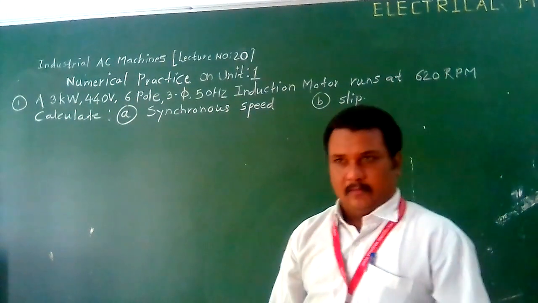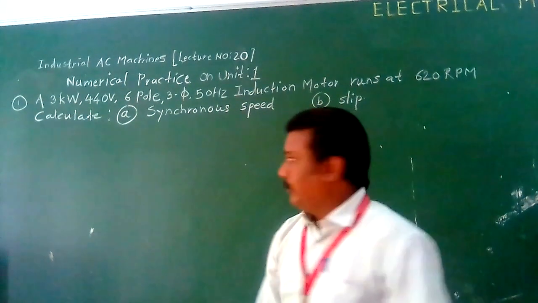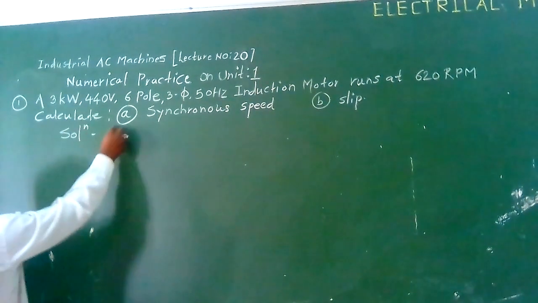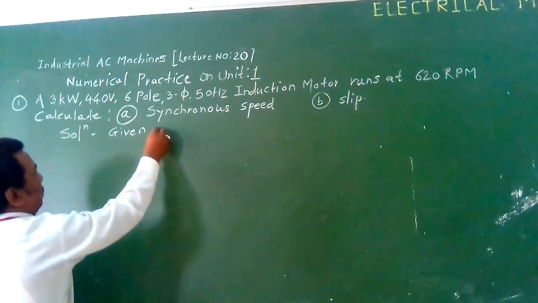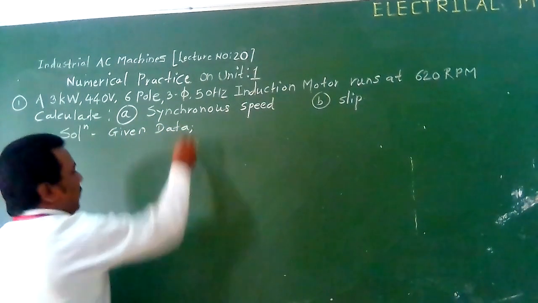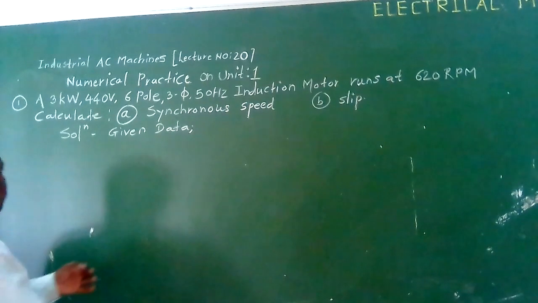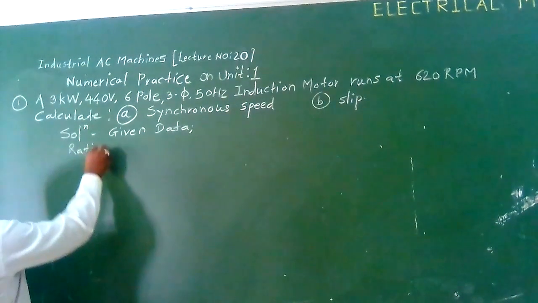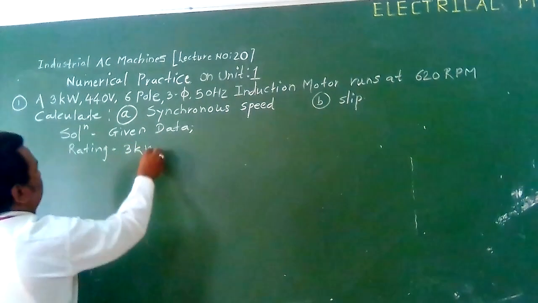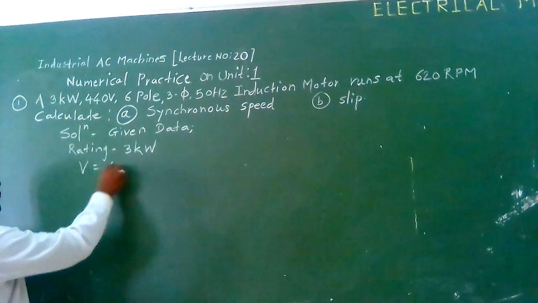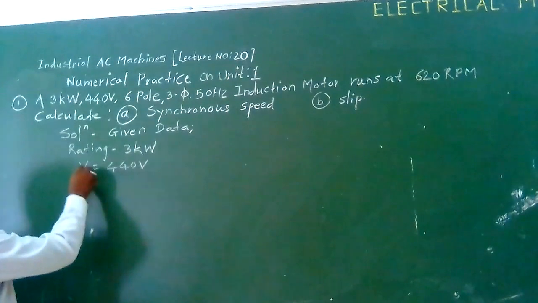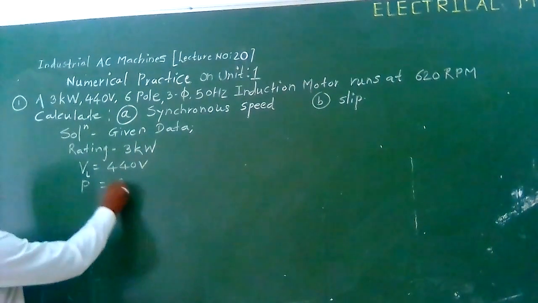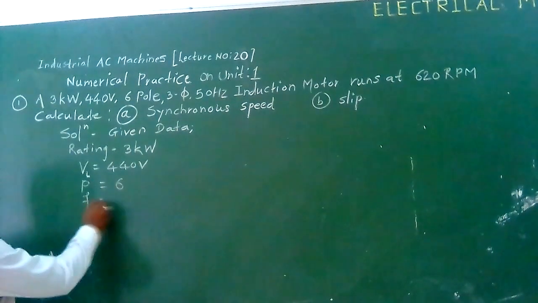So first of all, we should write the given data. In the solution, we write the given data. The rating is 3 kilowatt. Then the supply voltage is 440 volt. You may treat it as a line voltage or stator voltage. Then the number of poles is 6. Then the frequency is 50 hertz.